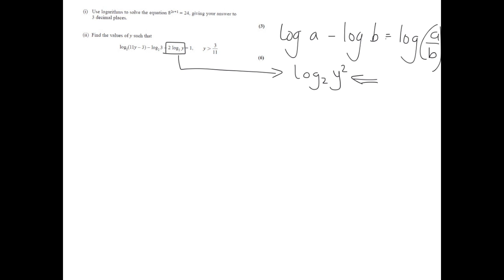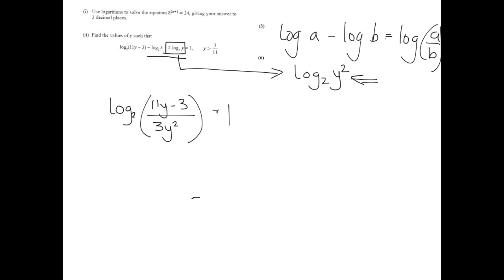So moving on to the next bit of the question, we can see that actually there's a minus sign here. Both of these things are being taken away from log of 11y minus 3, which means that we can rewrite this entire equation as log, to the base 2, of 11y minus 3, all over 3y squared, which equals 1.